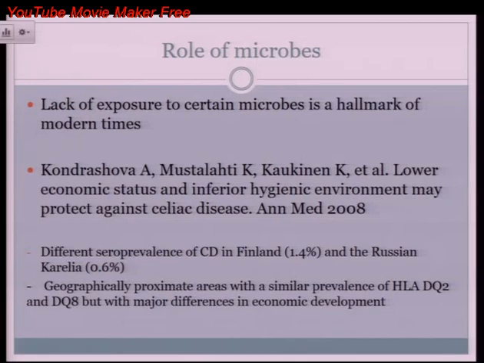Geographically, these are very similar and very proximate areas which have similar prevalence of HLA-DQ2 and DQ8, but they have major differences in economic development. And they found that the population in Russia had lower prevalence of celiac when compared to the population in Finland.